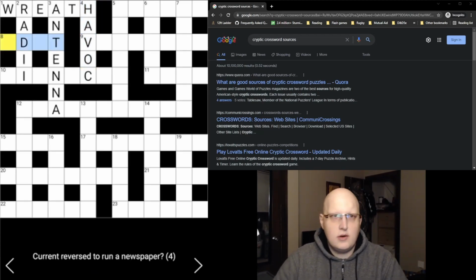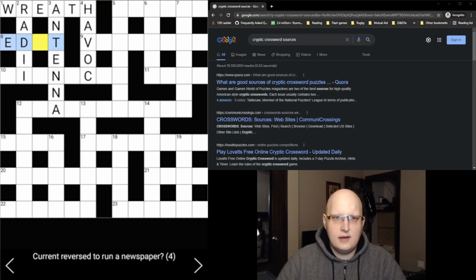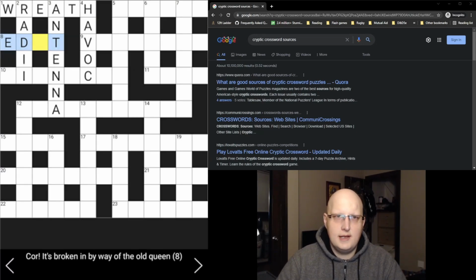Let's solve these across here. Current reversed to run a newspaper. A current is a tide. So if we look at the letters we have available, if we reverse them, we have T blank, D blank, and we can fit I and E in there. And of course, to run a newspaper is to edit it. Sure, let's try this one across here.